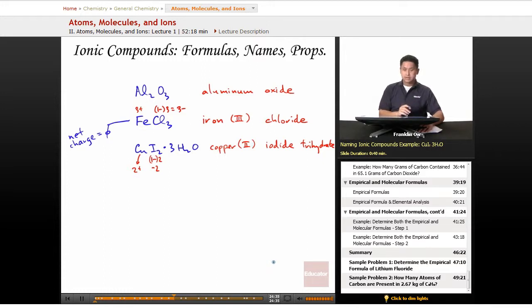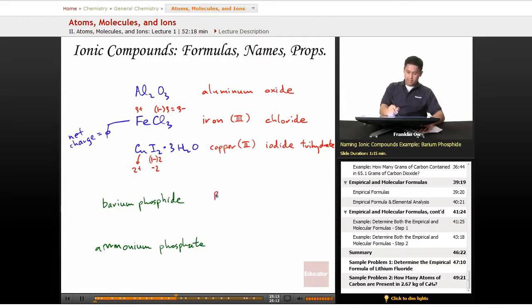Now we've got to do it the other way. So before, I gave you the formula and you were asked to provide the name. Now let's go ahead and write the formula given the name. So let's look at the following examples. Okay, so barium phosphide. Ammonium phosphate.